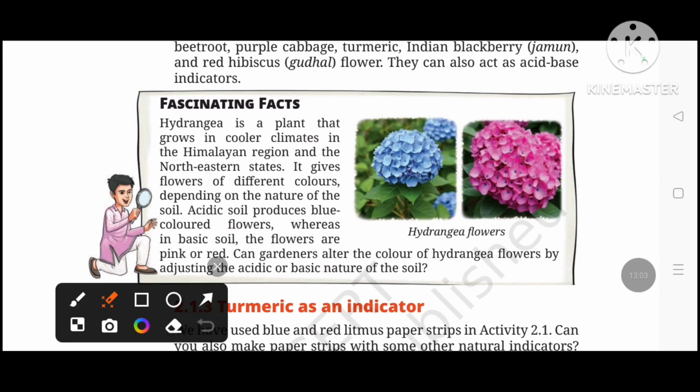Fascinating fact: hydrangea is a plant that grows in a cooler climate in the Himalayan region and the northeastern states. It gives flowers of different colors depending on the nature of the soil. This is also an important point in view of your examination. Acidic soil produces blue flowers, whereas in basic soil the flowers are pink or red. Can gardeners alter the color of the hydrangea flower by adjusting the acidic or basic nature of the soil? Yes, why not? If an acidic sample is added to the soil used for growing the hydrangea, it will change the color of the flower.